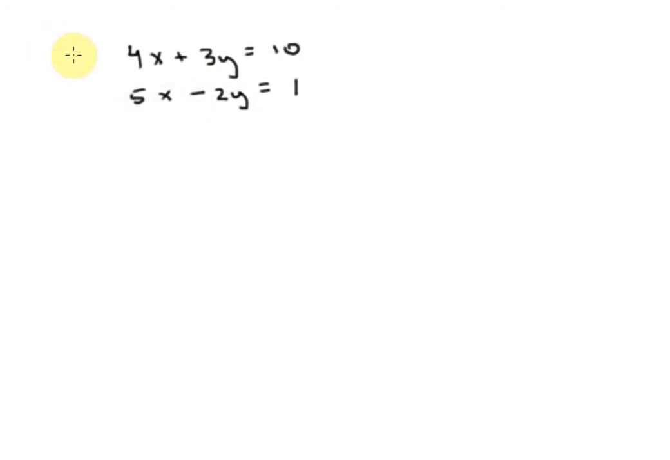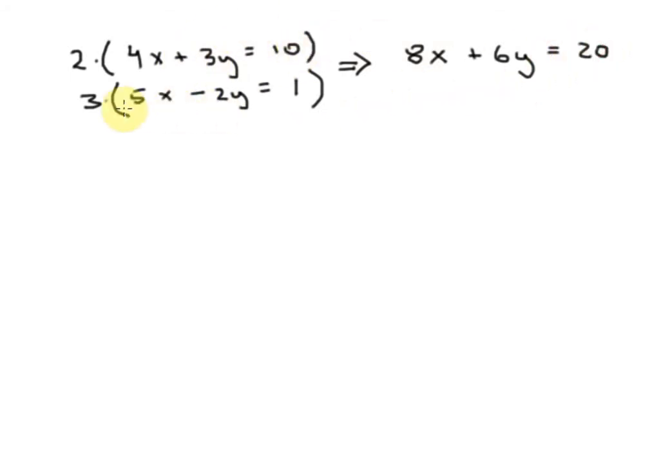So what I'm going to do, I'm going to multiply the top equation by 2, and the bottom equation here, I'm going to multiply that by 3. Now here's why I'm going to do that. So the top equation now looks like this. I have 8x plus 6y equals 20. Okay. In the bottom equation, I'm going to multiply everything by 3. So I get 15x minus 6y, and that equals 3.